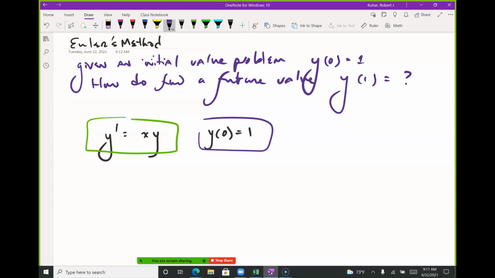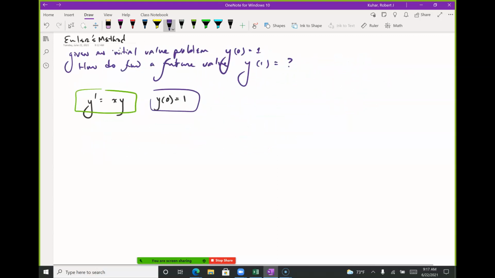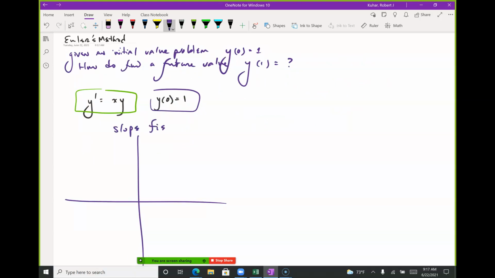So let's go with what we know already, right? So let's think about the slope field first, right? So let's get 0, 0, let's get 1, 1, let's get 2, 2, let's get 3, 3, right? Minus 1, minus 1. Let's get that diagonal. What do you get for that diagonal? What kind of slope's there?